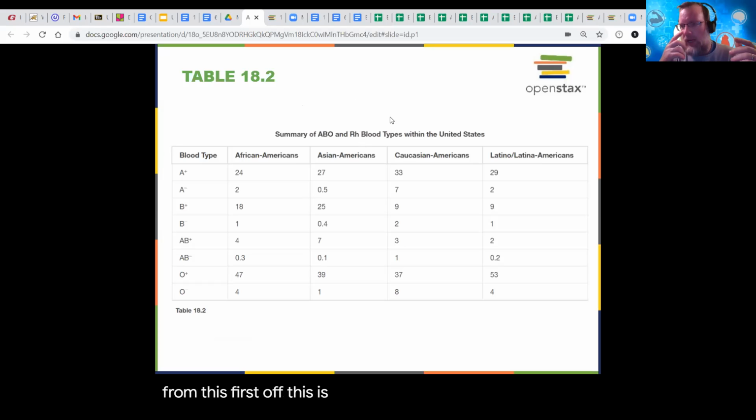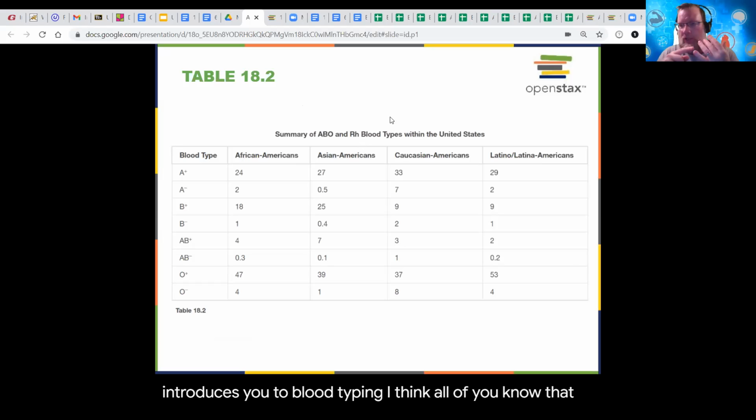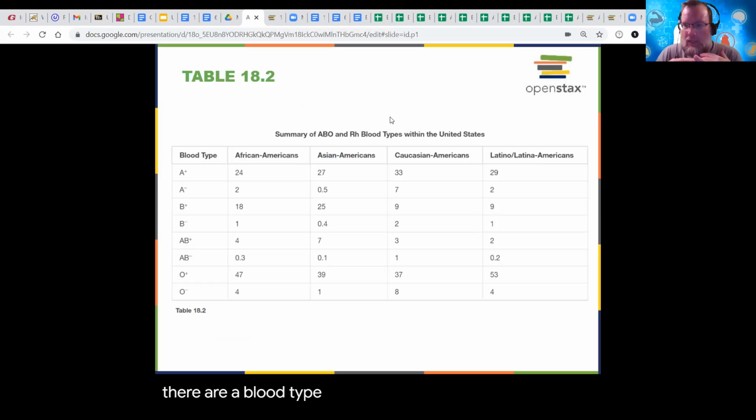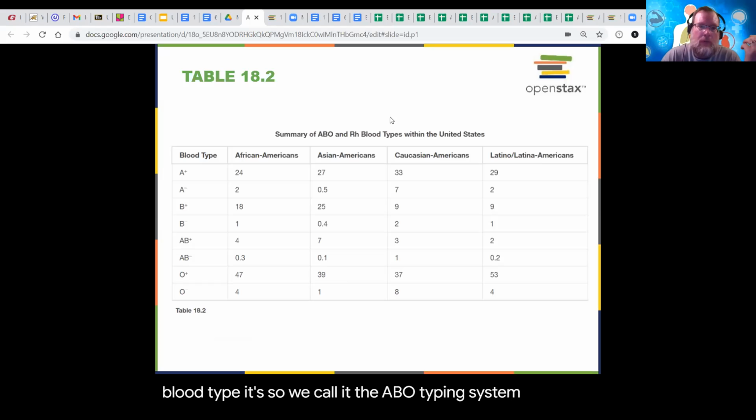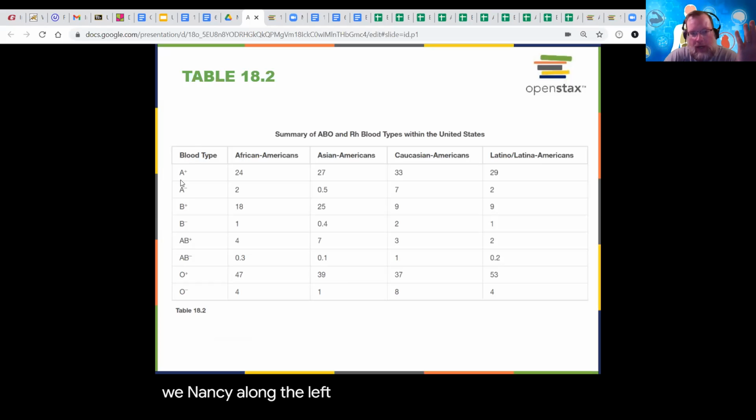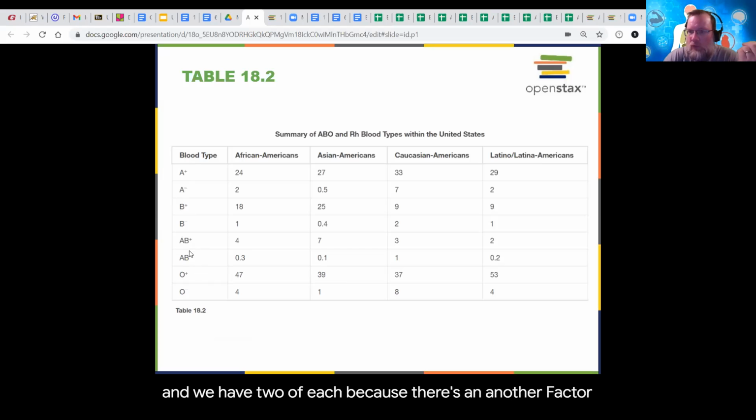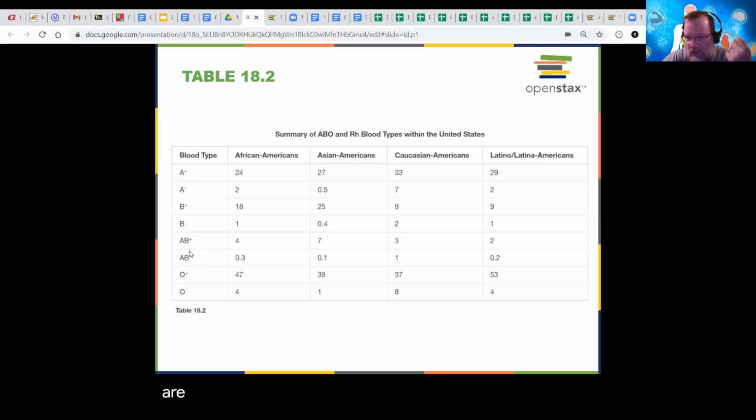First off, this is FYI. This first slide just introduces you to blood typing. I think all of you know that there's A blood type, B blood type, AB blood type, and O blood type. So we call it the ABO typing system. We can see along the left, we've got A, B, AB, and O, and we have two of each because there's another factor involved with blood typing, and it's called the rhesus factor. And you can see the spelling, Rhesus, the rhesus factor.